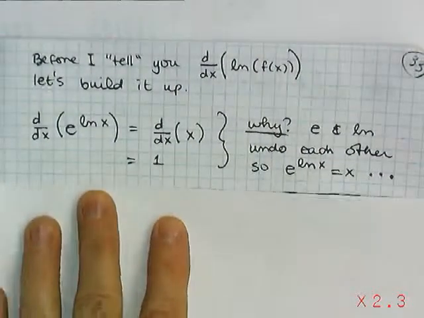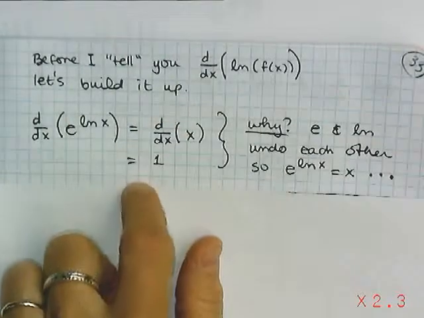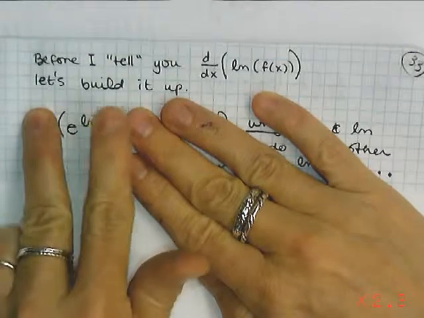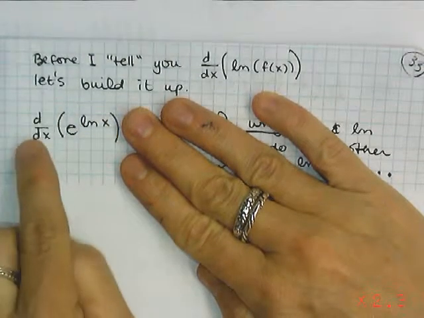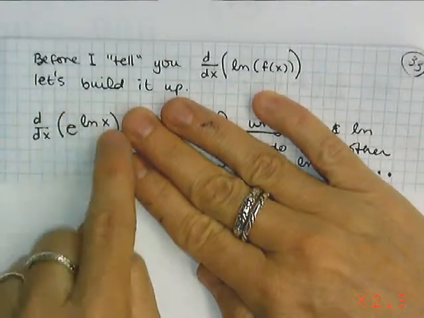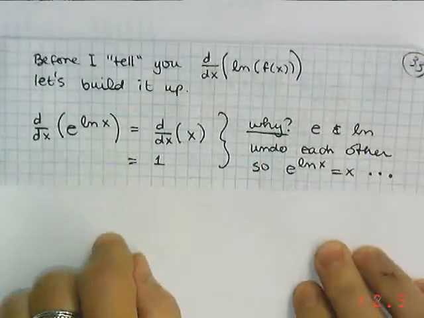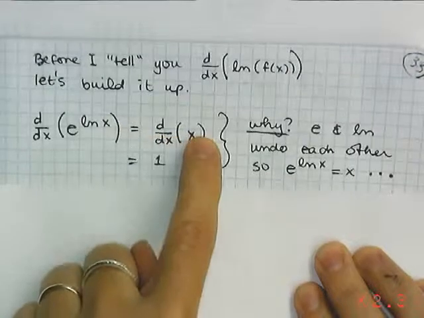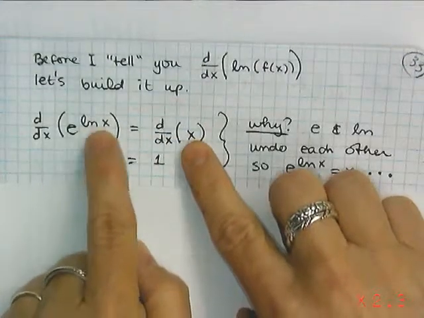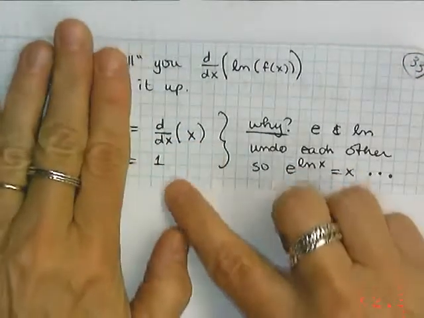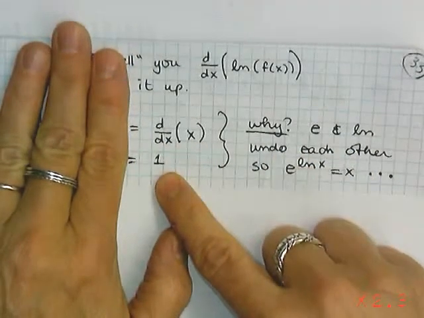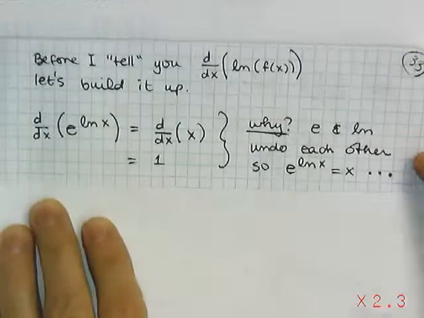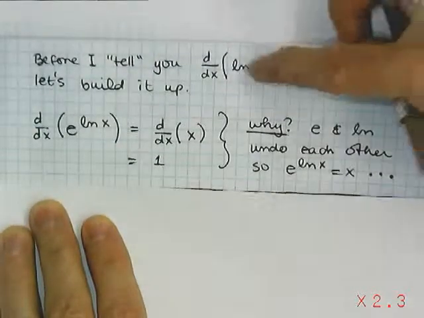Before we build it up, we're going to use one fact. e to the ln of x is what? Cancel, cancel. e to the ln of x is x. So the derivative of this should just be the derivative of x, which is 1. The derivative of that is just the derivative of x, because x is e to the ln of x. And what is the derivative of x? Well, it's just 1. You know that from before. So take these notes down, and I'm going to use this fact in the proof.